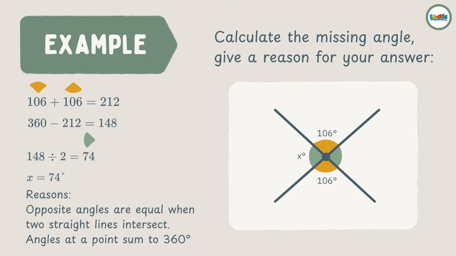So therefore X is 74 degrees. And what are my reasons? Well, opposite angles are equal when two straight lines intersect. And I know that the angles at a point sum up to, or add up to, 360 degrees.